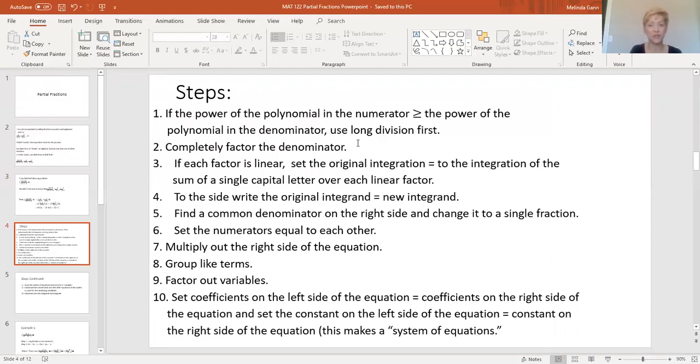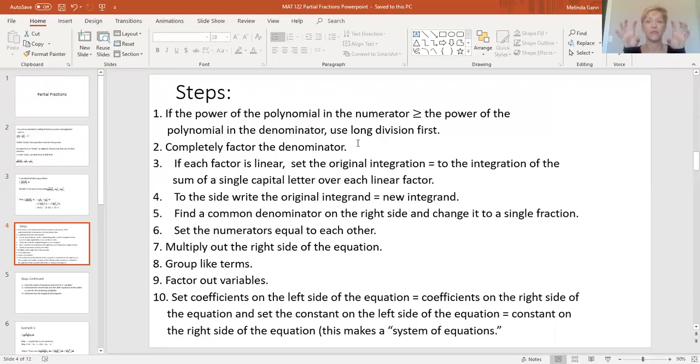Now, if each of the factors in your denominator is linear, and what do I mean by linear? No power on a variable greater than 1. Okay, we'll talk about that in a minute. Then you're going to separate the denominator factors and put a single capital letter over each of those linear factors. Then to the side, you're going to write the original integrand equal to the new integrand. Then you're going to find a common denominator on the right side and change it into a single fraction. So it looks like you're kind of undoing what you just did, but you'll see in a minute why that's helpful.